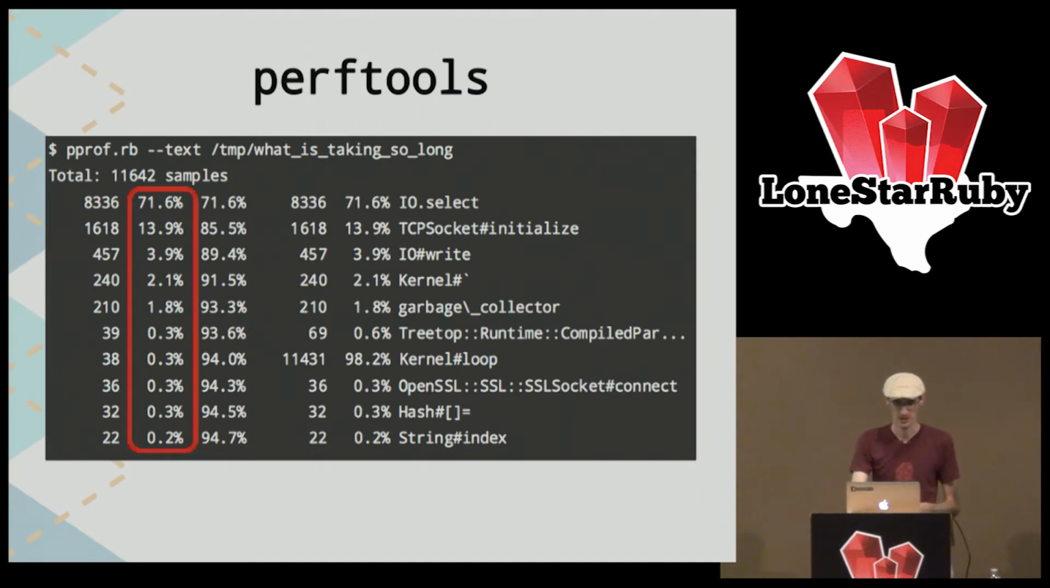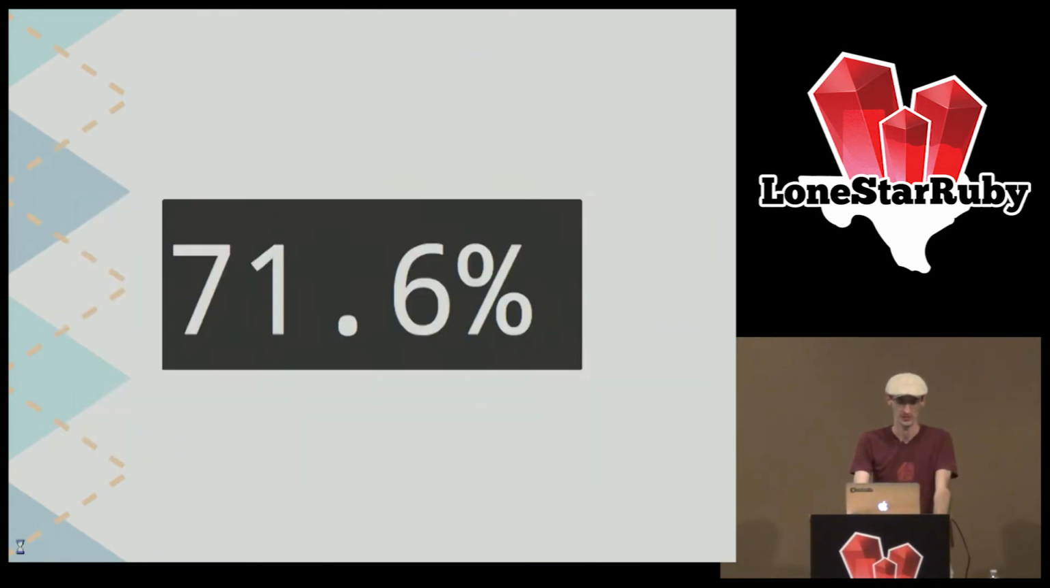In particular, IO select, which is 71.6% of the time. That's not quite 3/4. That's kind of absurd, right? IO select was basically my sync process, waiting to hear back from an HTTP request. So that's spectacular. We're not actually doing processing that's taking the time. We're just waiting to hear back from somebody else.